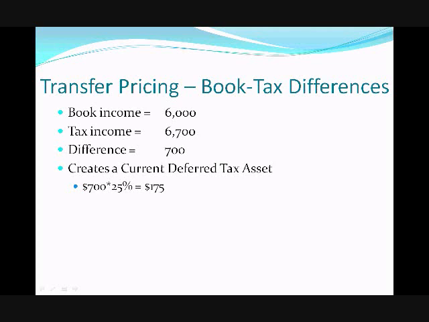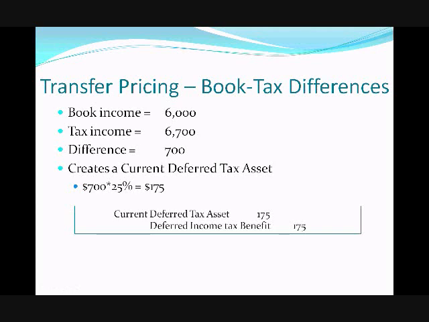Assuming that the tax rate will stay the same the next year, the consolidated financial statements will record a debit to current deferred tax asset of $175 and a credit to deferred income tax benefit for $175. The Chinese corporate rate of 25% is used because that is the jurisdiction in which the transaction takes place. Most likely, the two tables will be sold in the following year, and this entry will be reversed in the next year.